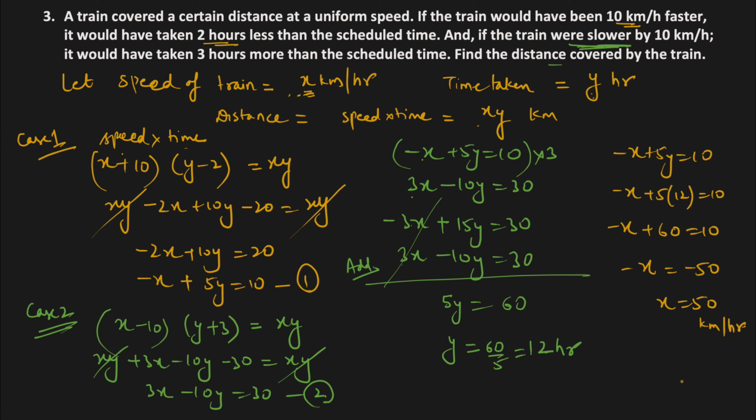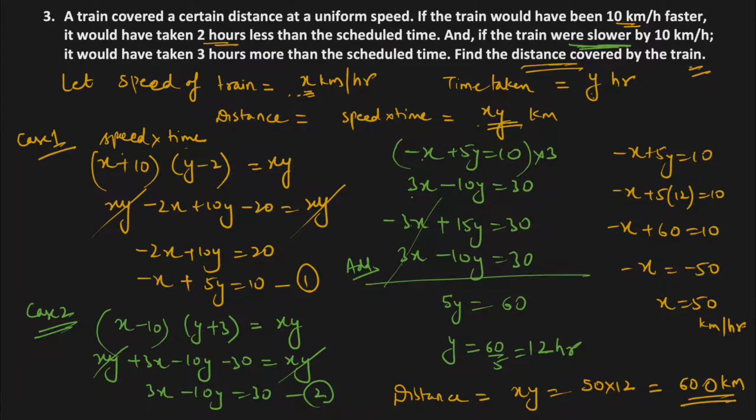Okay, speed we got, time we got, but what is the question asking? Distance covered. So distance is what? Distance is, we have calculated xy, so करते हैं xy. x है 50 into 12, कितना हो जाएगा? 0 as it is, 12 5s are 60. 600 kilometer is the distance covered by the train. I hope this part is also clear, students.